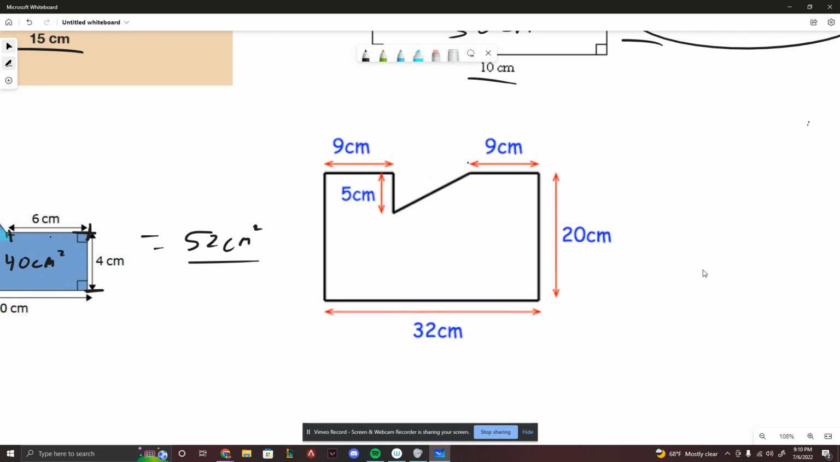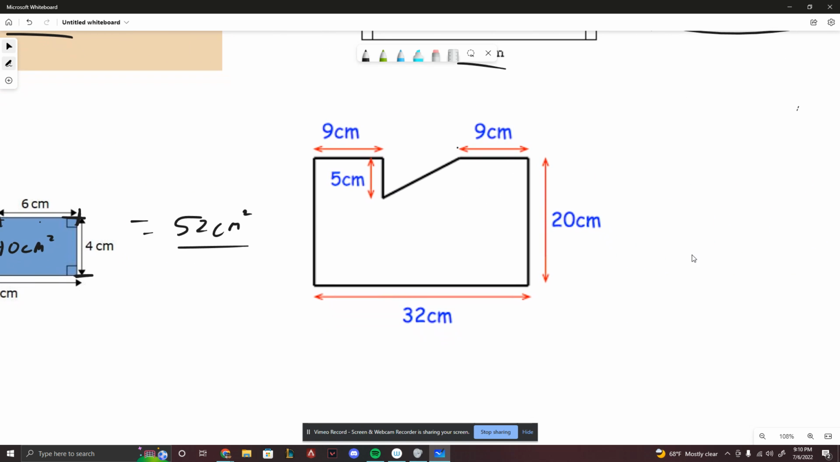Alrighty, so now let me try this one. This one's going to be a little more difficult, but I think it's doable if you've kind of been picking up. But yeah. Okay, so hopefully you tried it out. Now, here's how I would divide this up.